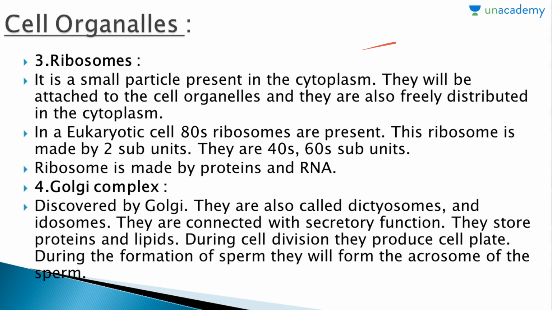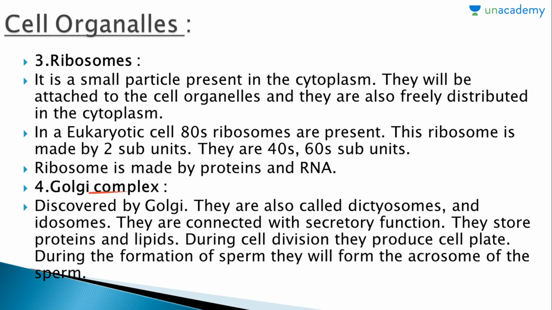Next we have ribosomes. It is a small particle present in the cytoplasm. They will be attached to the cell organelles and they are also freely distributed in the cytoplasm. In a eukaryotic cell, 80S ribosomes are present. This ribosome is made of two subunits, 40S and 60S subunits. S means the Svedberg unit. The ribosome is made of proteins and RNA.